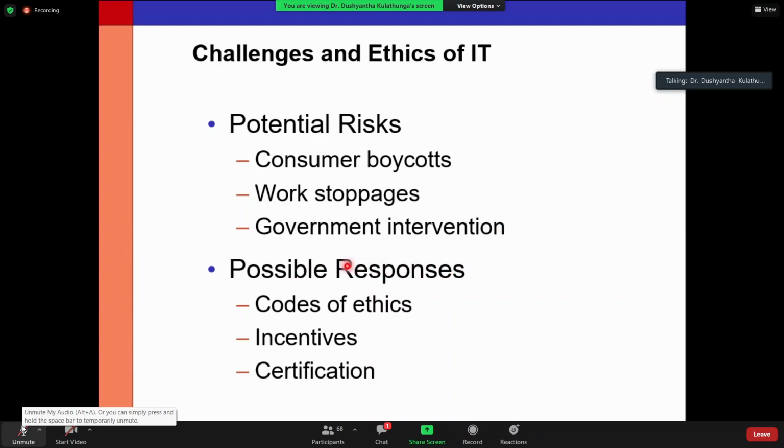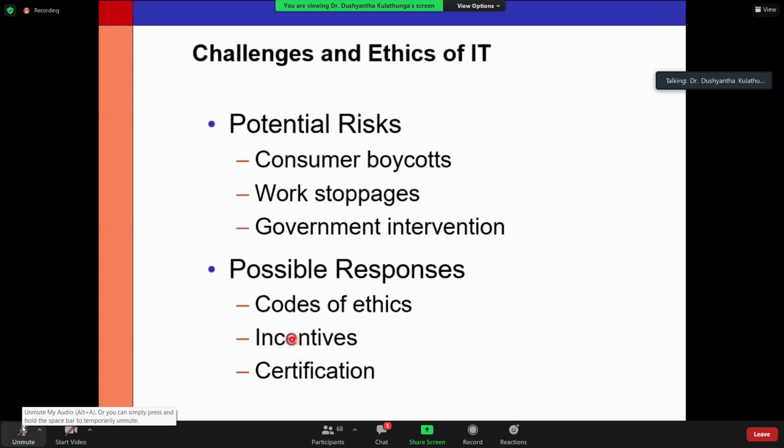And then possible responses here. Now, because of the particular risks or the harmful activities identified earlier, there can be some responses the organizations may come up with. What are they? One is code of ethics, or the introduction of a code of ethics that should be followed, especially by the employees of the organization. So they may introduce the particular code of ethics, and if they don't follow, there can be certain repercussions for the employees.